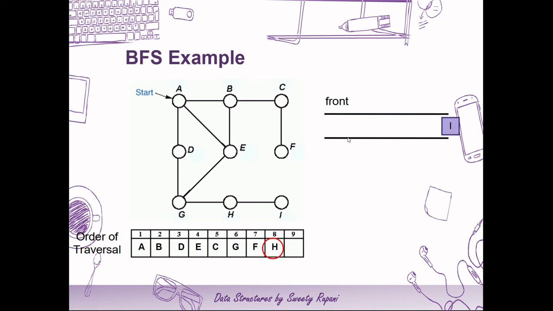I has been enqueued. Now the next value to dequeue is I itself, so I comes out, and I has only one node that is adjacent to I, which is H, and that has already been visited. So this is the BFS order of traversal if we take A as the source vertex.